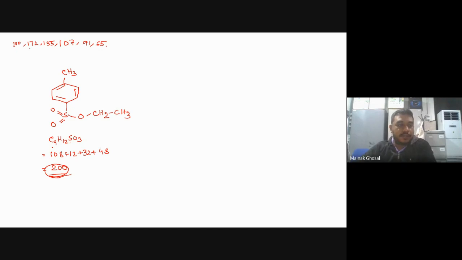Now you see 172. Another peak is there at 172. What should it be? 72 is nothing but if you lose 28 molecular weight. So 28 is very much possible to lose. If you have this fragment, how much is it? 15. This is 14. So 29. So you have a 28. So very much chance that this is reduced, this is broken, and will end up like this.